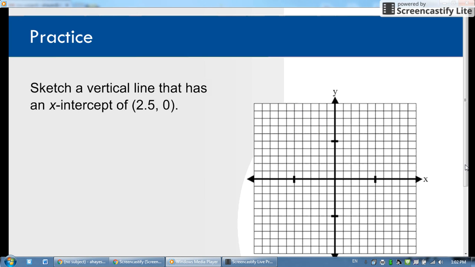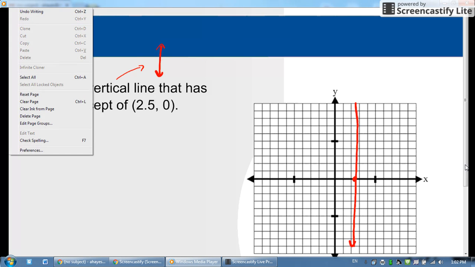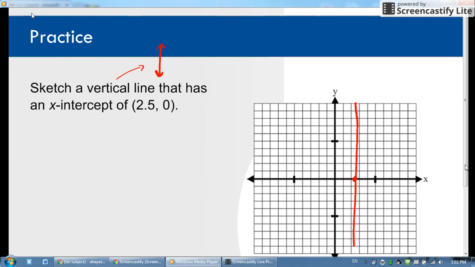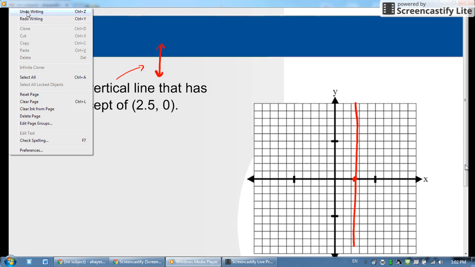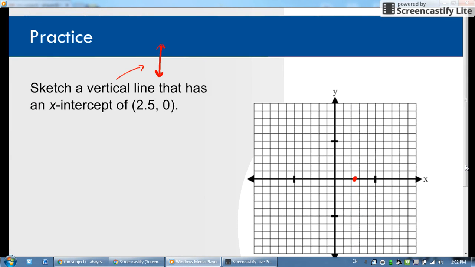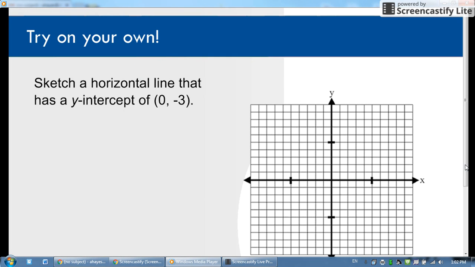Sketch a vertical line. Again, start with the x-intercept. Try to remind yourself what a vertical line looks like. It's running up and down. So you're going to plot the x-intercept and then draw your line. Now again, a poorly drawn, sloppy line is going to make you look sloppy, and we don't want that. So take a straight edge out and draw a nice line. If you're doing this on a computer, obviously draw a nice line with your tools. And there you go.